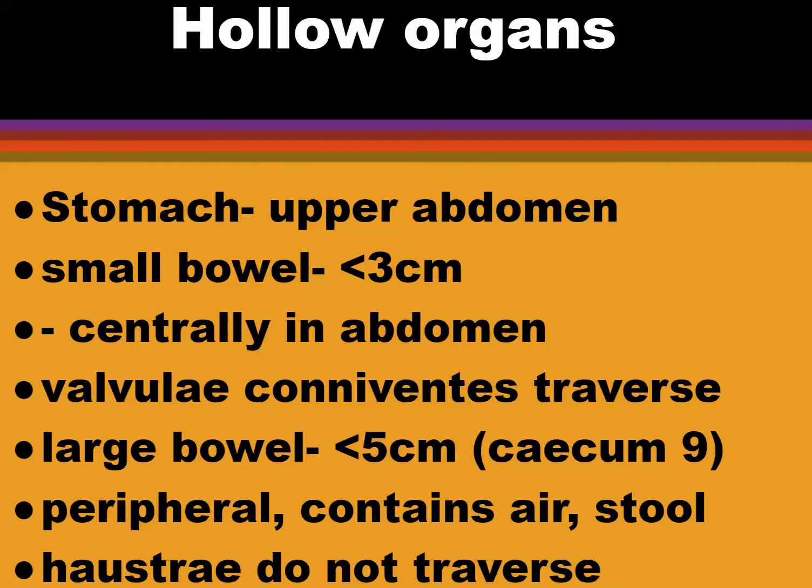The abdominal X-ray is really important for hollow organs, the bowel essentially. You can see the stomach occasionally, particularly if it's distended with air. You can see small bowel loops, which are the loops occupying the central abdomen. They're less than 3 centimeters in diameter, and they are distinguished from large bowel because they have these transverse shadows, which are called valvulae conniventes. You may have come across them before.